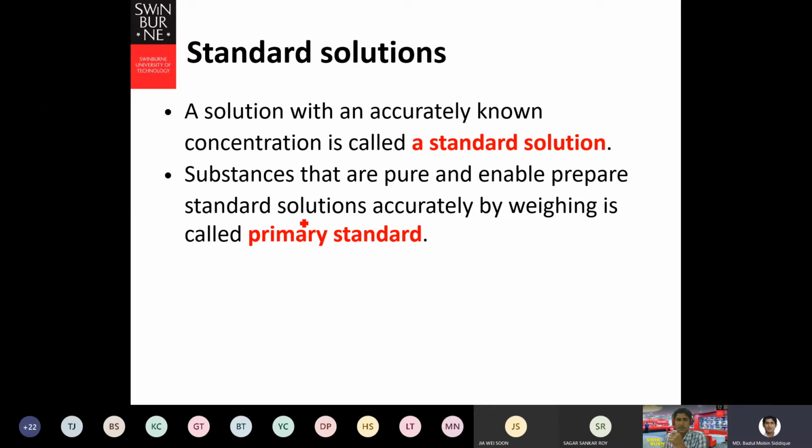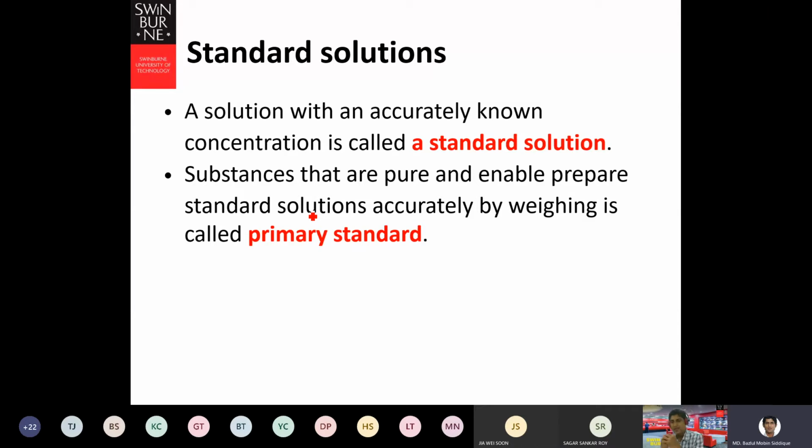So what we call is a standard solution, okay? And we cannot prepare everything every day. So what we can do is standardize with a known solution. Like I need to use 1 molar HCl every day, over 1 week, for my research. And it is very time consuming, not an efficient thing to do every single day, right?